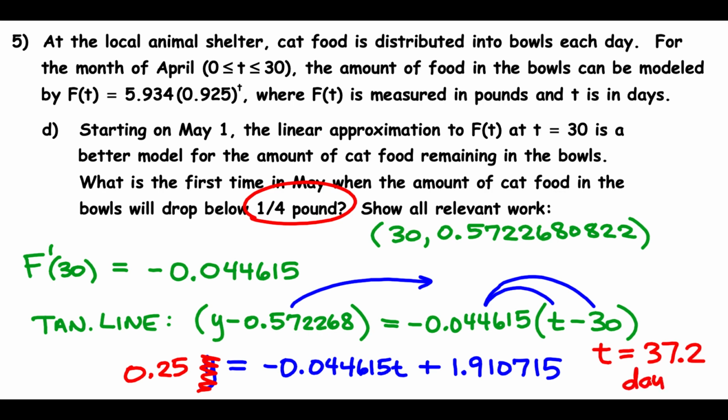So after 37 days, early morning on the 38th day, the bowls will be down to below a quarter pound, or we're going to have to refill it. It does say, what is the first time in May? To me, the way I read that, they're looking for a date. And so it's going to be on the 38th day. And 38 days after April 1st is May 8th, which happens to be my mom's birthday. How about that? Worked out pretty well. I'd love to say I did that on purpose, but that was just total coincidence on both cases.